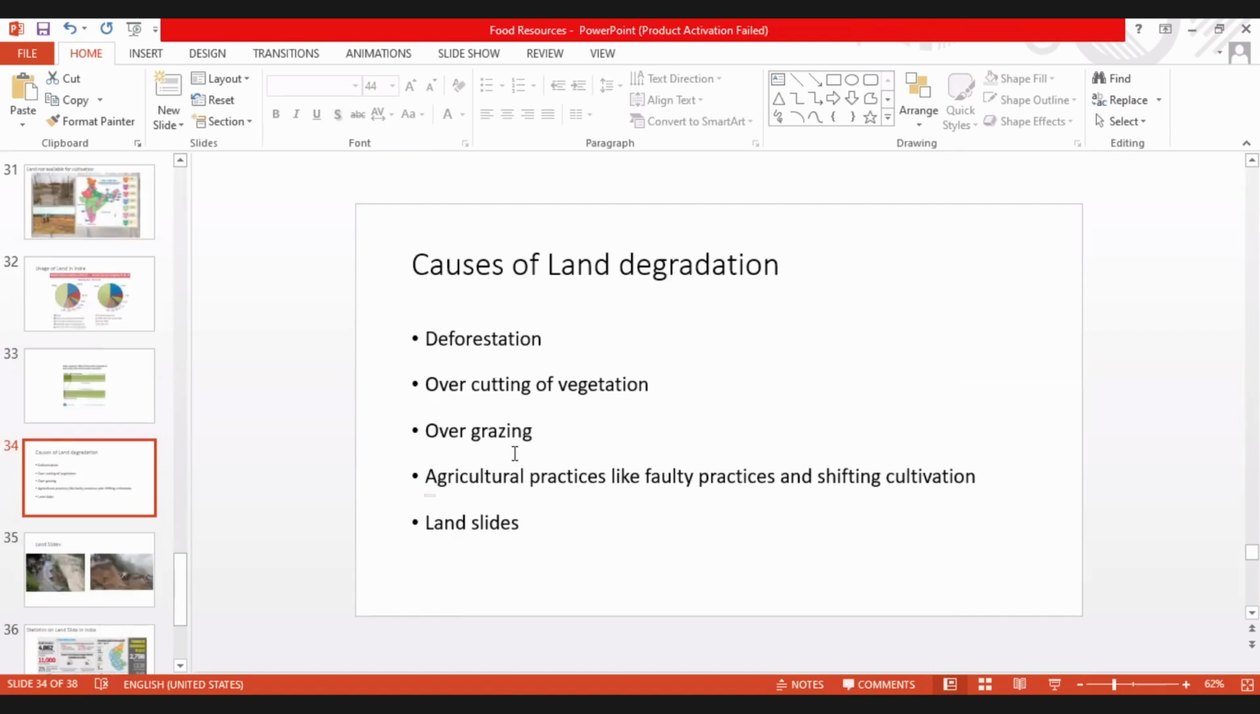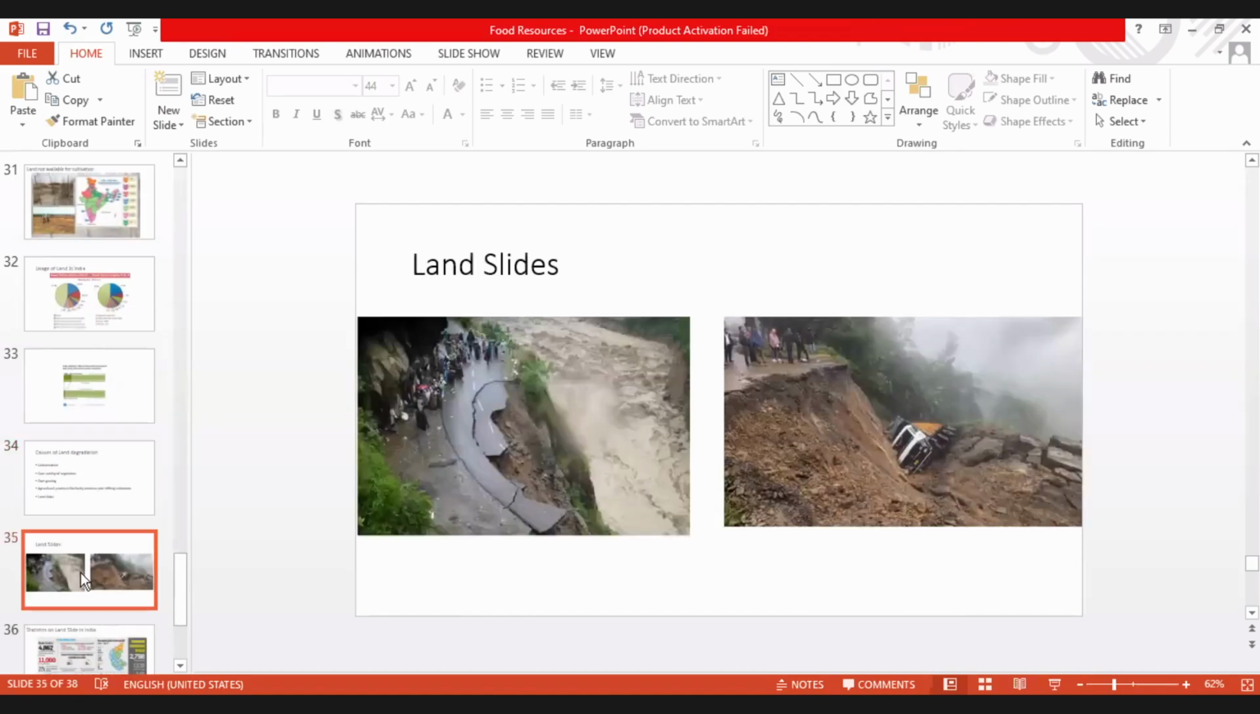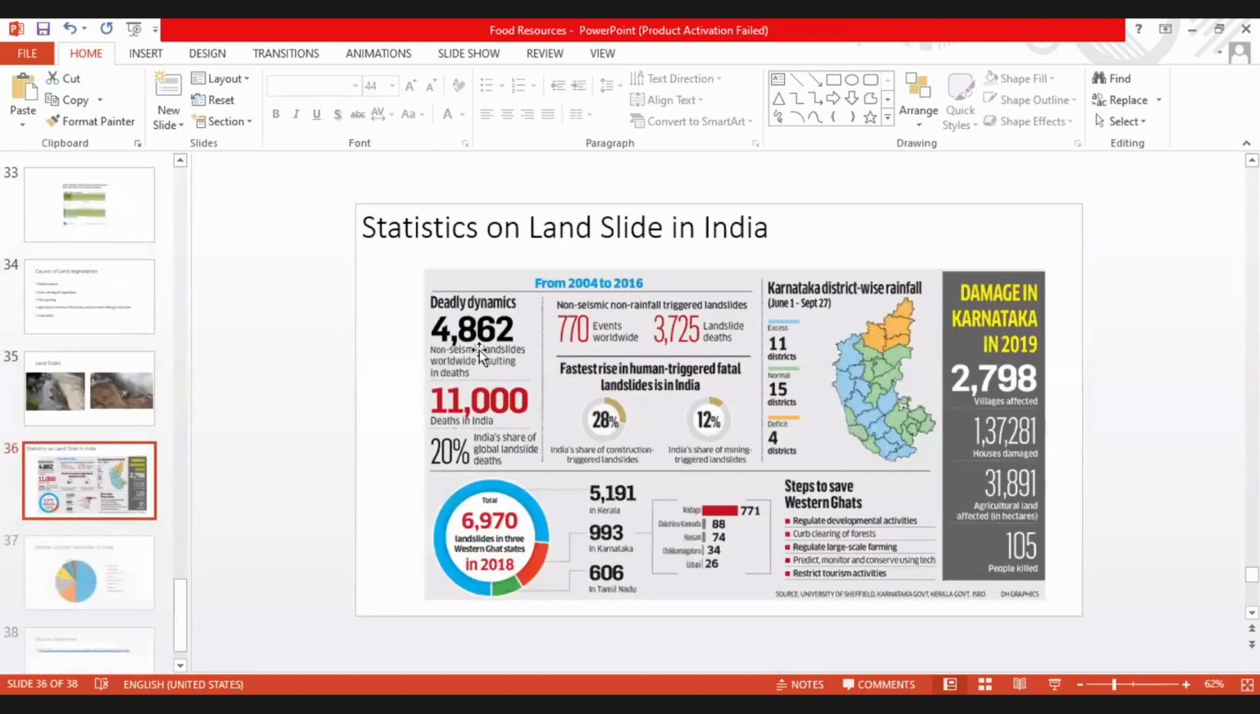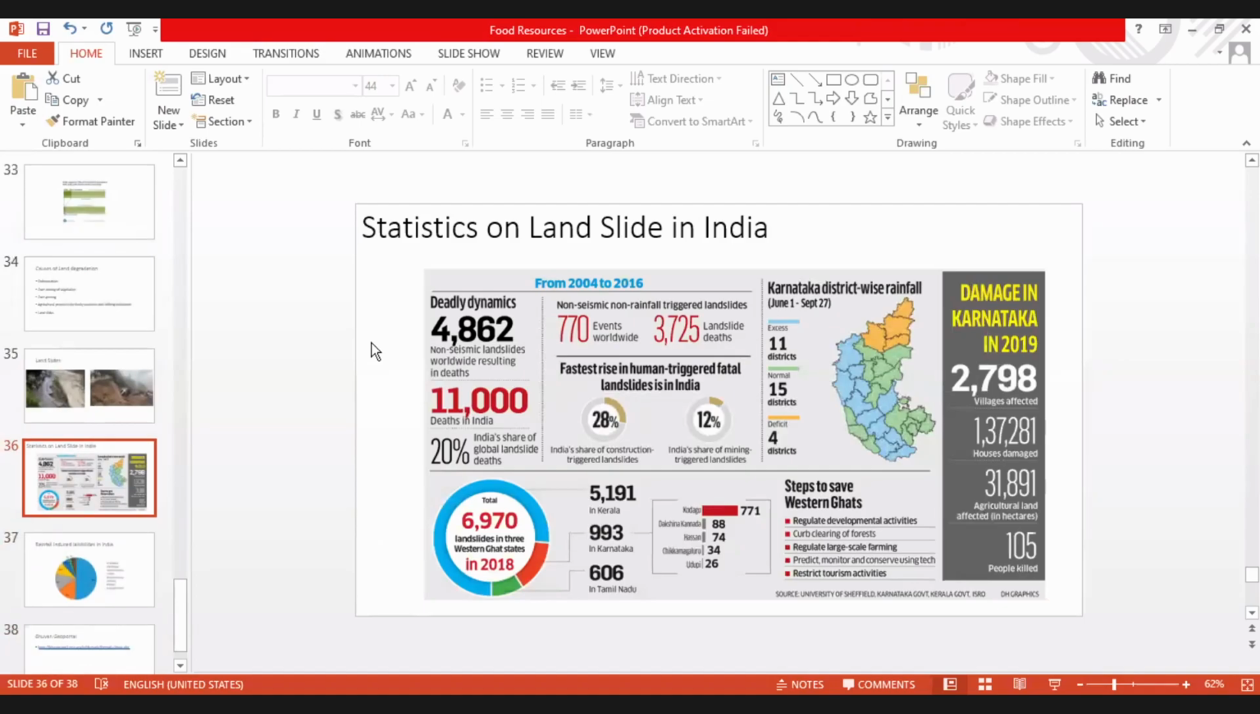Deforestation, overcutting, overgrazing, faulty agricultural practices. We'll read about that. But this is an image for landslides. Okay, so when we talk about landslides, you must have seen these images a lot of times in newspapers and all. So this is a statistic related to landslides in India.